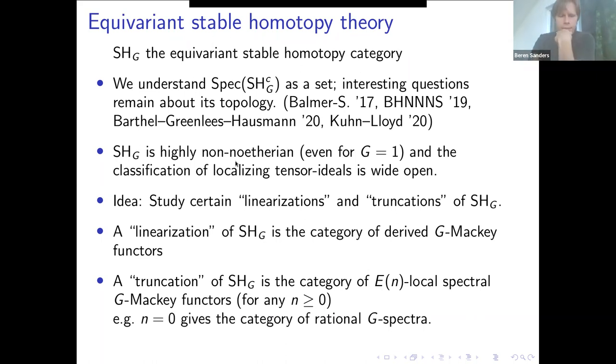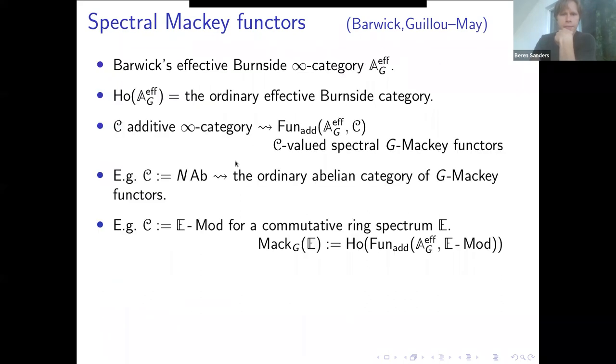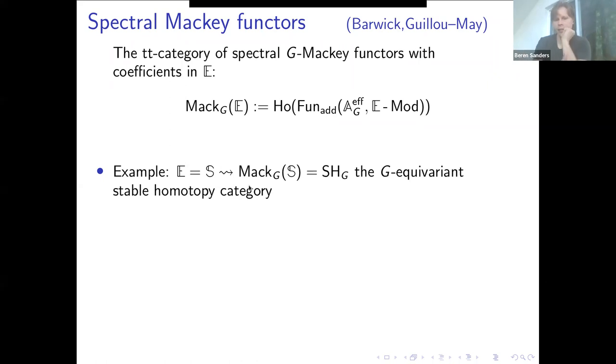I'm running a little out of time, so let's skip over this discussion of spectral Mackey functors. Let's just say that for any commutative ring spectrum E, you can talk about spectral Mackey functors valued in E, and you can talk about the tensor triangulated category of spectral E-valued Mackey functors. For example, if you took E to be the sphere spectrum, you would obtain just the G-equivariant stable homotopy category. In other words, you can think of the G-equivariant stable homotopy category as just spectral G-Mackey functors valued in spectra.